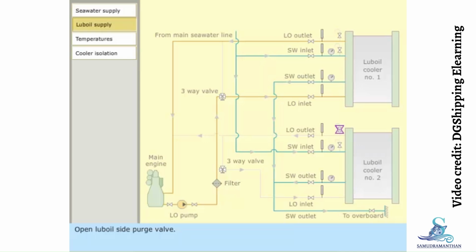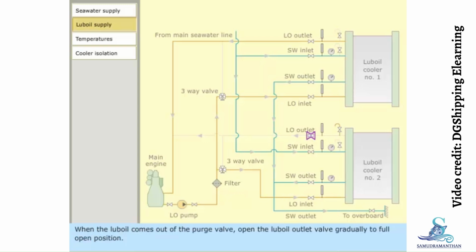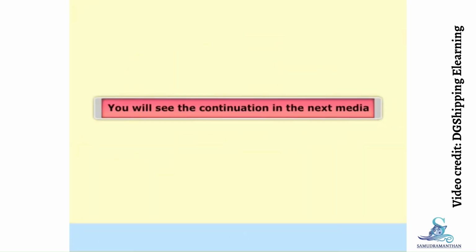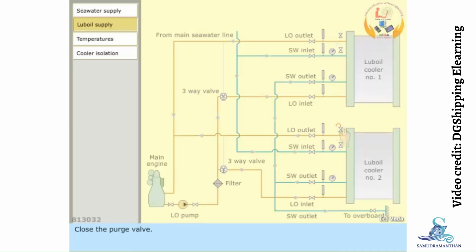Open the lube oil side purge valve. Open the lube oil inlet valve by one turn. When the lube oil comes out of the purge valve, open the lube oil outlet valve gradually to full open position. This will ensure that no air is trapped and the lube oil flows into the system. Close the purge valve. Open the inlet valve fully.